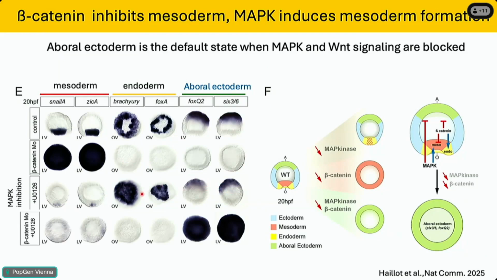Interestingly, if you knock down both beta-catenin and the MAP kinase signaling, then both mesoderm and endodermal markers are gone, and now the aboral territory takes over completely, which is like the default state of the embryo. So in other words, Wnt and MAP kinase define endoderm and mesoderm, and they push away this aboral ectoderm territory. If both of them are gone, aboral ectoderm takes over. Okay, so this explains at first glance this segregation.